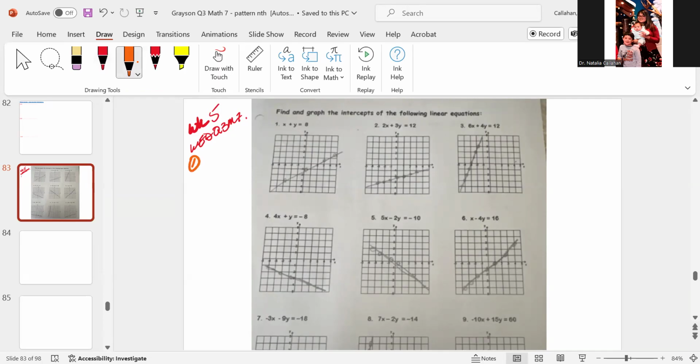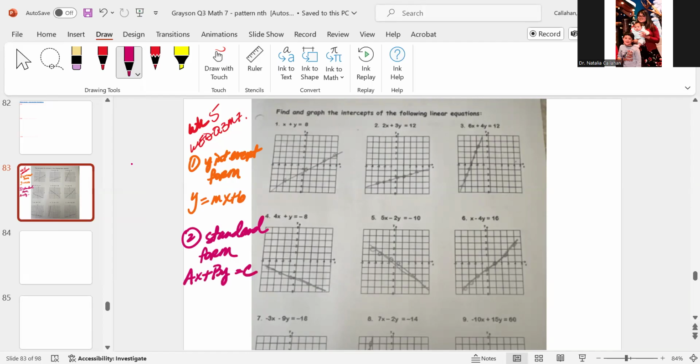So there are two different forms. The first one is y-intercept form, and you need to write this down in your notebook, which is y equals mx plus b. The second form is standard form. You don't have this one, which is ax plus by equals c.